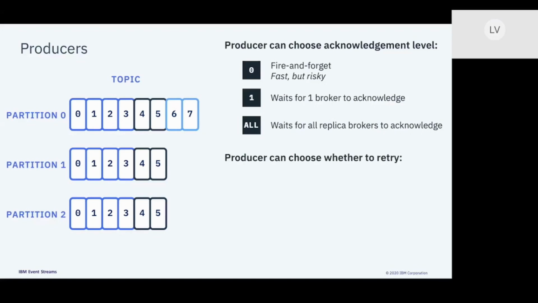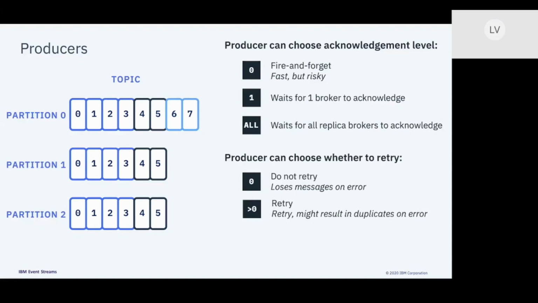And the producer can choose to do some retry. This is quite usual. One time or not, no retry. This is more or less fire and forget. He doesn't care about this. He puts this information, even if it is not captured by IBM Event Stream. Yes, it's fine. Or maybe he can choose to retry this with a number of potential retries.